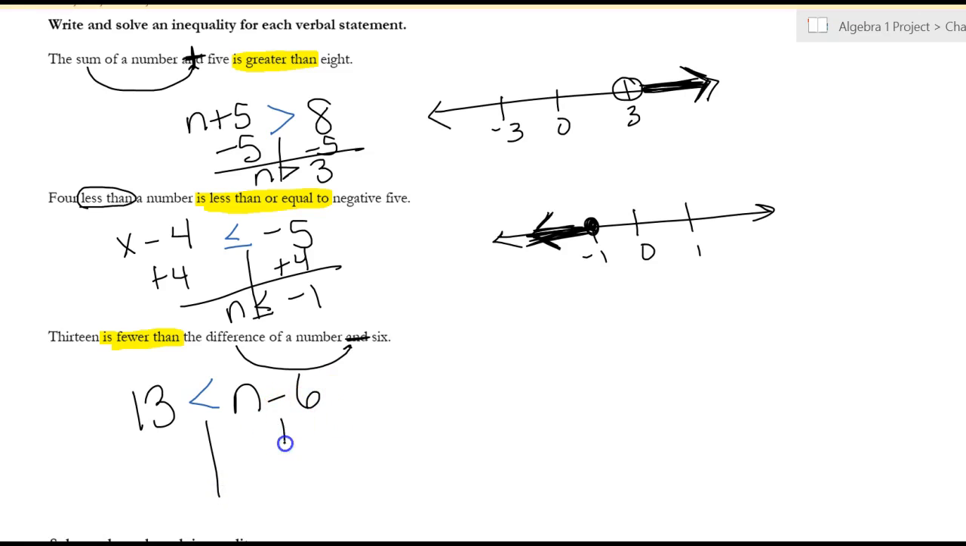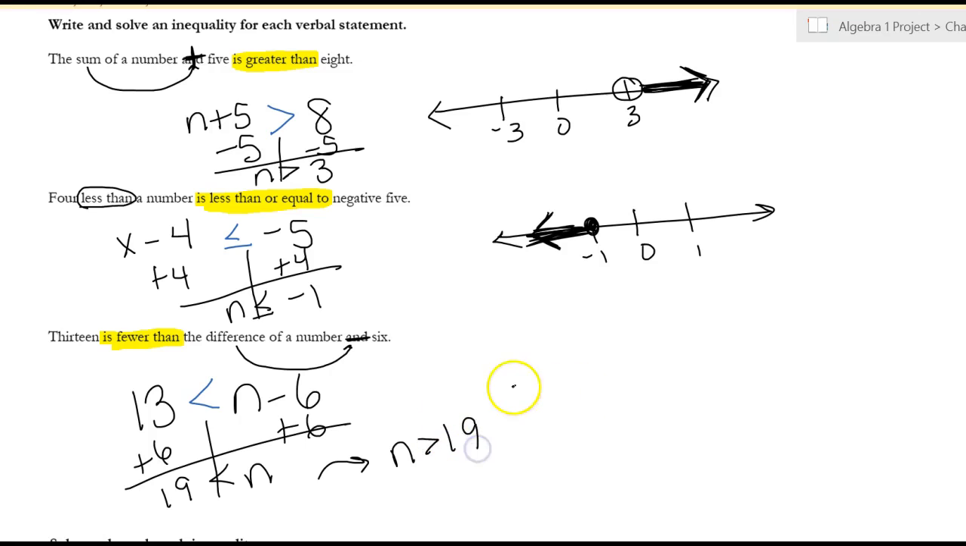So now I solve. To get rid of a -6, I add 6 on both sides, and so I get 19 is less than n. Then I'm going to rewrite it, so it's n is greater than 19. So 0, 19. Open circle, going to the right. So not super difficult. Just remember to do one step at a time.